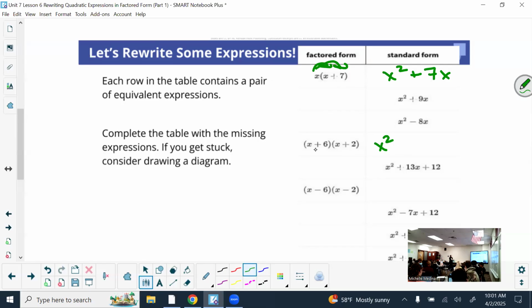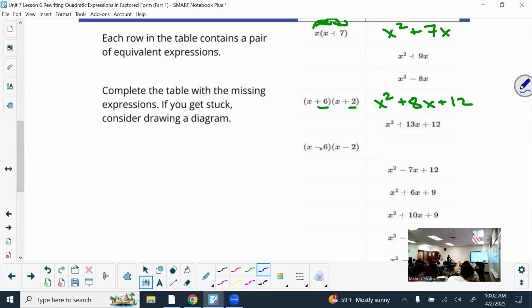My next number is always the sum. So class, what is 6 plus 2? It's going to be plus 8x. And then our C value is always the product of those two numbers. What's 6 times 2? And again, you could do the area model, you could double distribute, but that is the answer. I just went off what we observed in the last one.